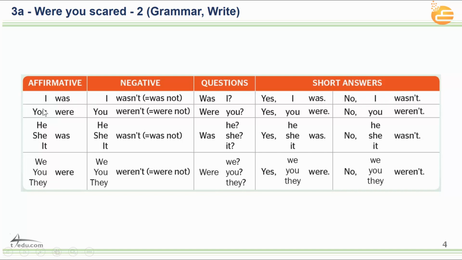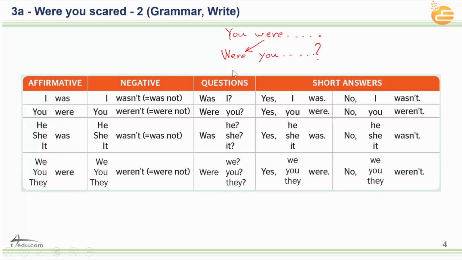Okay. The next one, you were. We know that you, it should take were. With the negative, you weren't or you were not. The questions, were you? It's the opposite. Okay, so it's just like this. Okay, this is you were and the sentence. Okay, it should be like this. Capital W, were you, blah blah blah, and of course question mark. Okay, but this one is full stop.